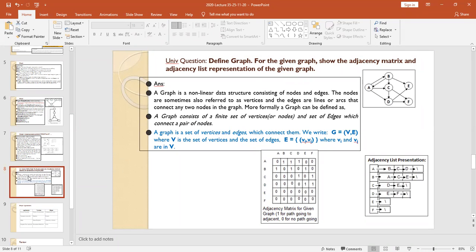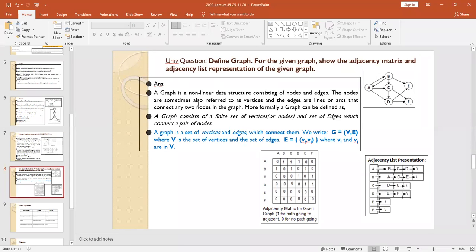So now you come for the university question. It was asked in your university. So what is the thing? Define graph for the given graph. So they have given some graph. Show the adjacency matrix and adjacency list representation. So adjacency matrix you have to write, and adjacency list you have to write representation of the given graph. Okay. So first you come for the definition of the graph.